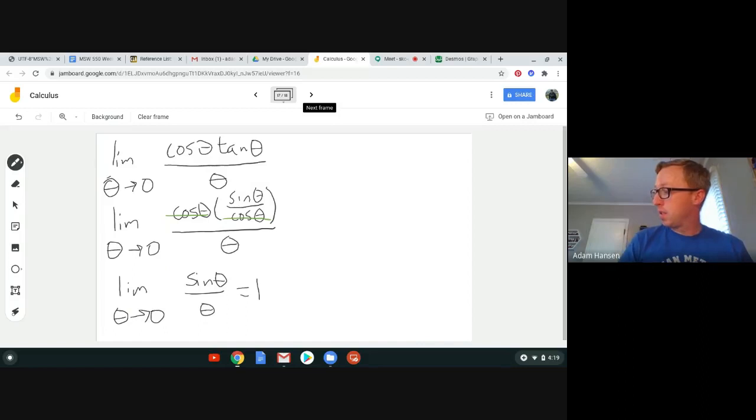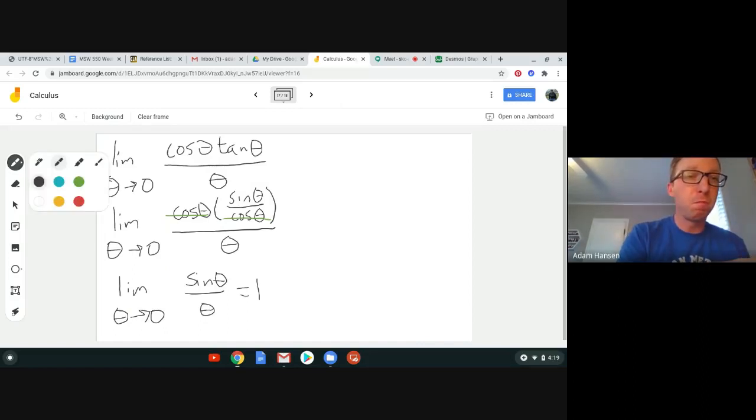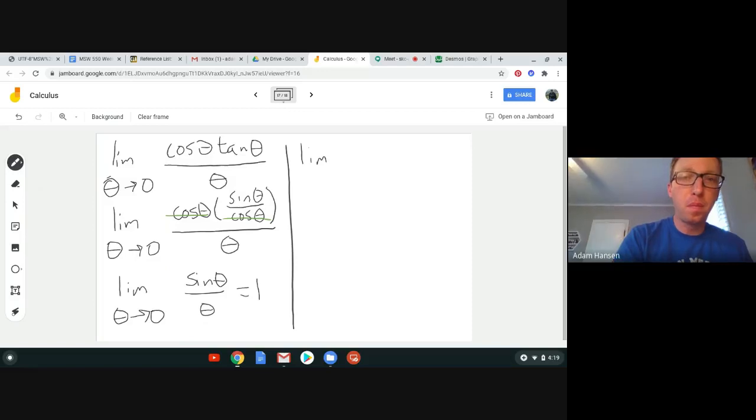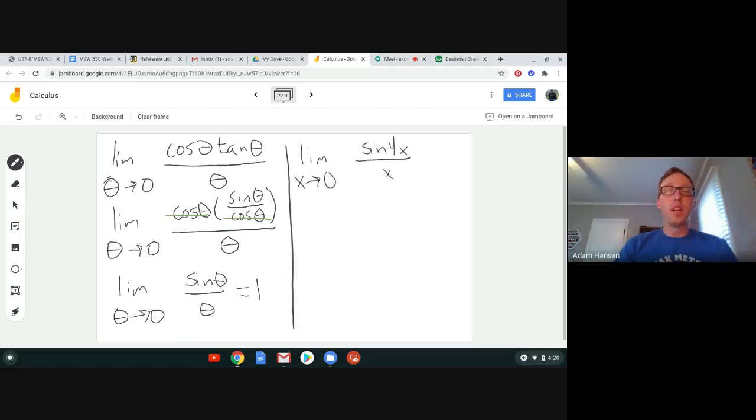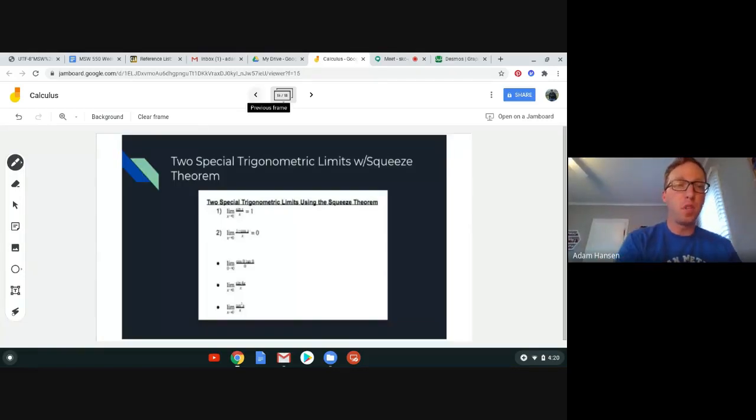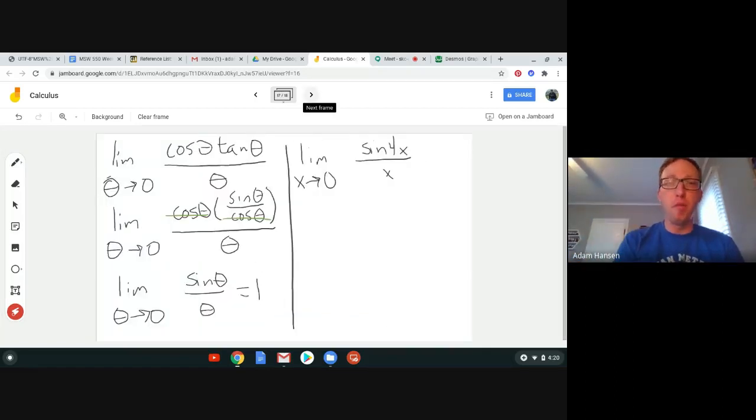Let's try another one here. How about the sine of 4x divided by x? What is the limit as x approaches 0 of the sine of 4x divided by x? Now, how is this different than the one we're given here? I have the sine of x divided by x. That limit as x approaches 0 is equal to 1. Well, here, this is the limit as x approaches 0 of the sine of 4x divided by x. There's an extra 4 right there.